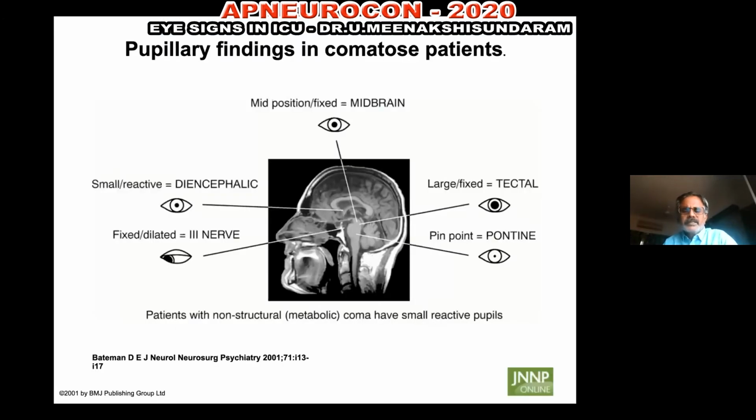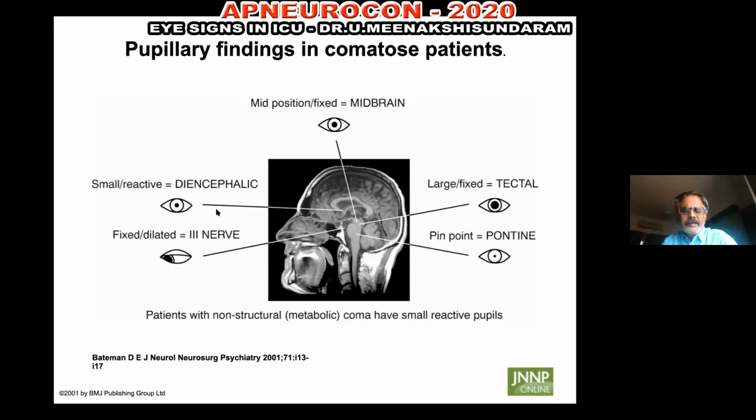So this is a nice article. It's actually a very good article about evaluation of a patient in coma. Let's start with the pupil. If it's a mid-position fixed pupil, the lesion is probably the midbrain. If it's small and reactive, it's probably a diencephalic lesion.